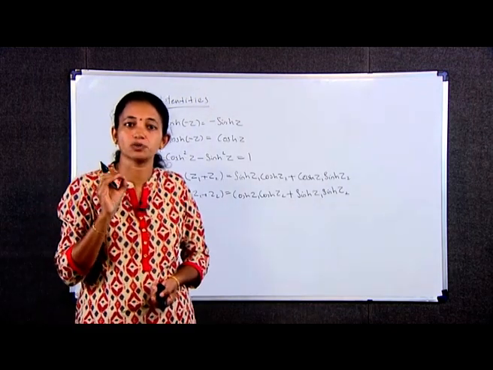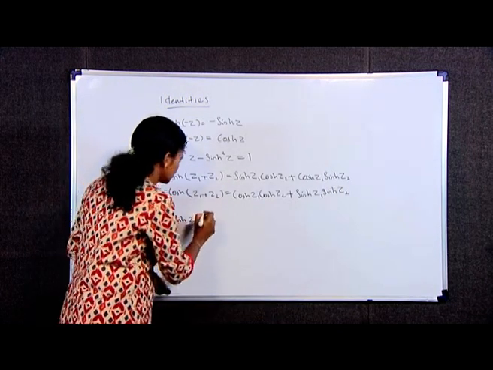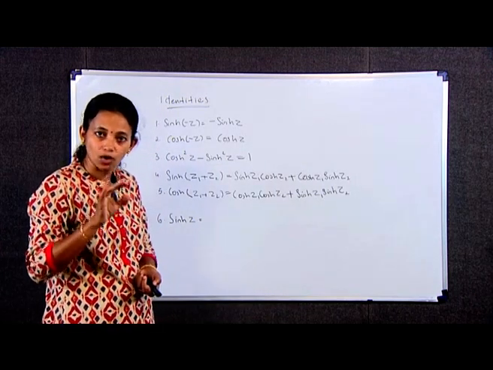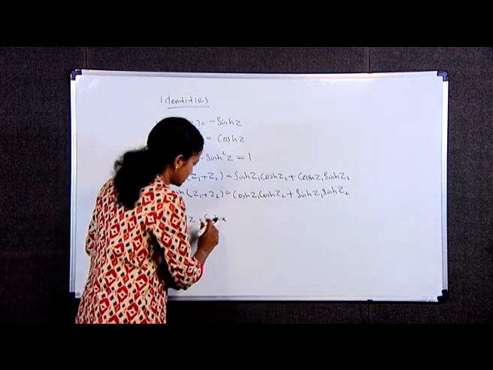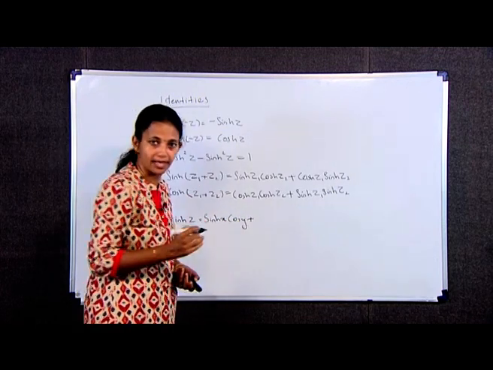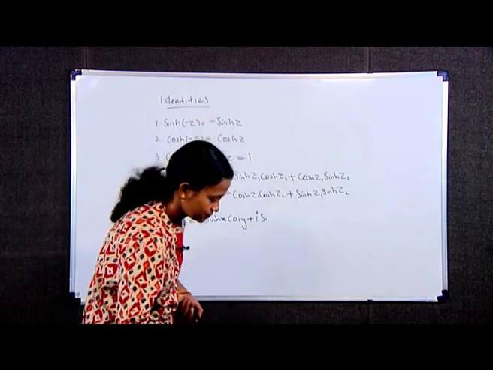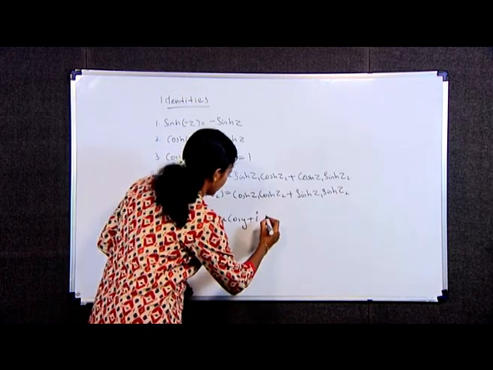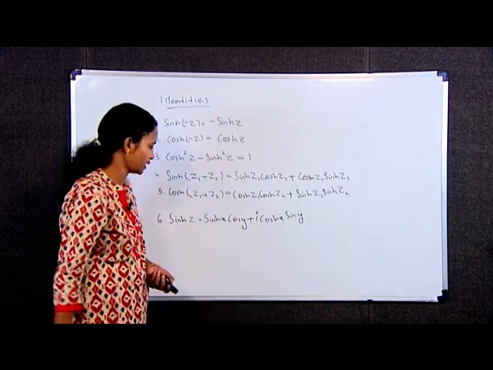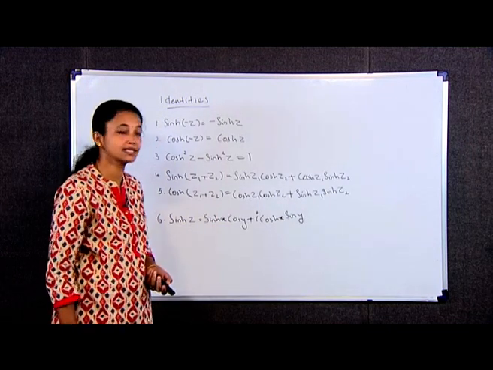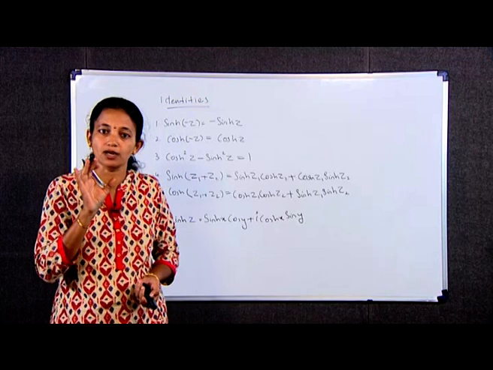Also, when z is equal to x plus iy, we have, sixth one, sinh z is equal to sinh x cos y plus i into cosh x sin y. Next we have the seventh identity.